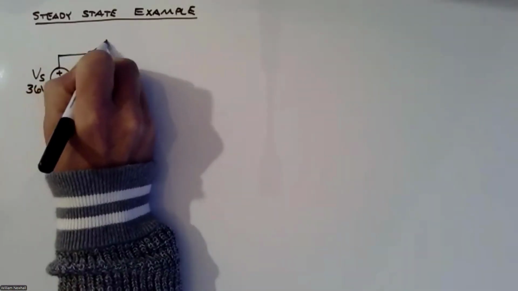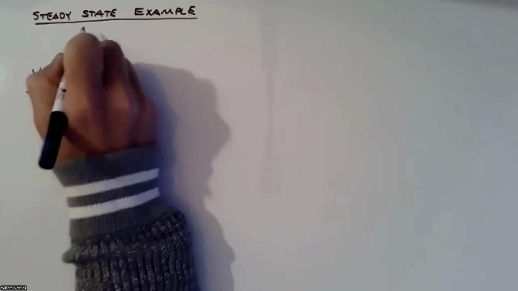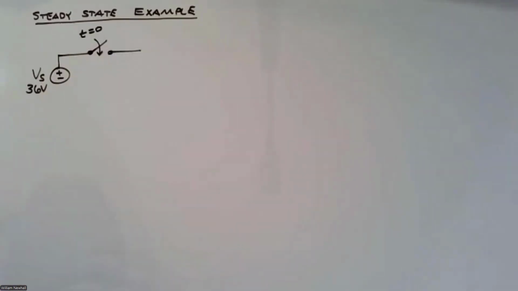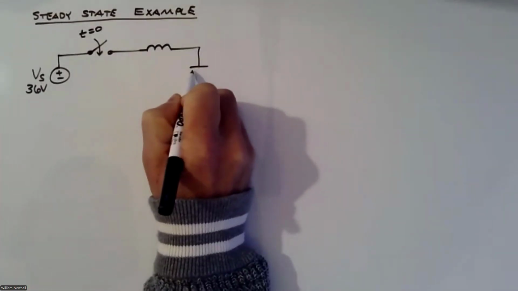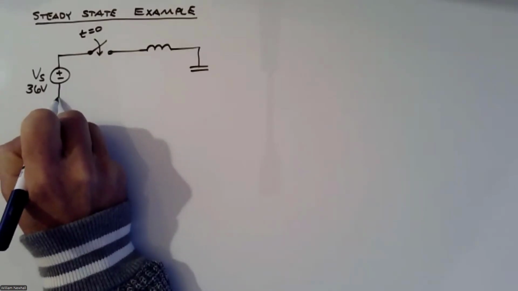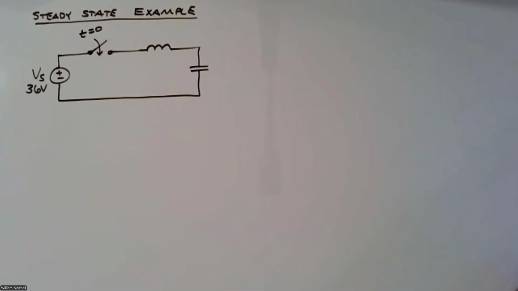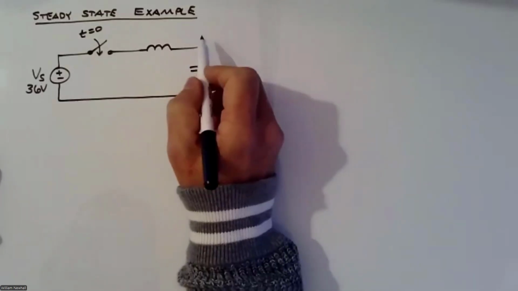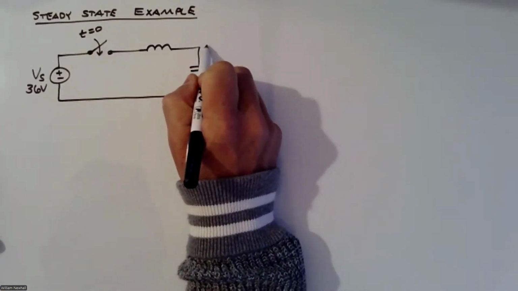And we attach a switch that closes at t equals 0. And then let me have an inductor here. And I'm going to put a capacitor. I said we're only going to deal with, in this class, first order circuits. I'm creating a second order circuit, but it doesn't matter for this analysis. You do the same analysis for first order or second order circuits for steady state. So let's put an inductor and a capacitor in here.